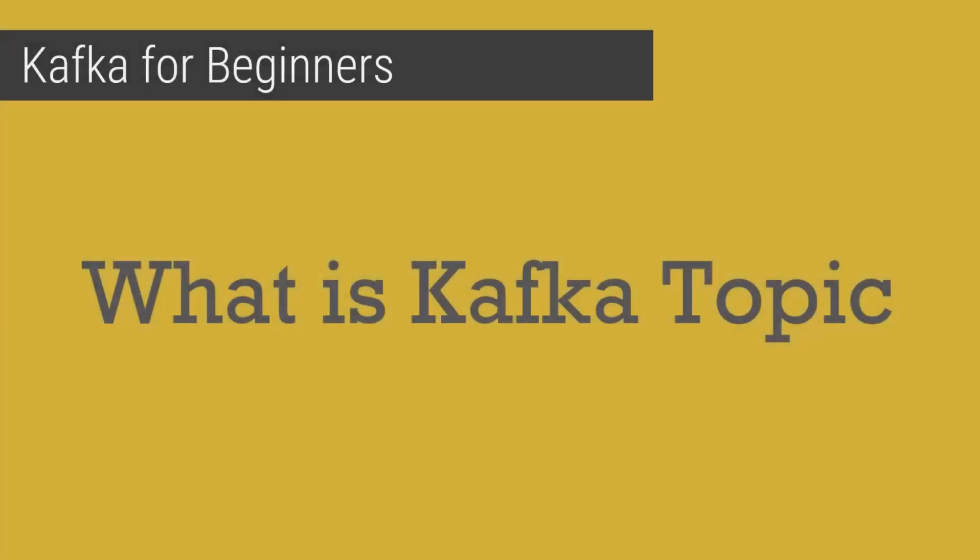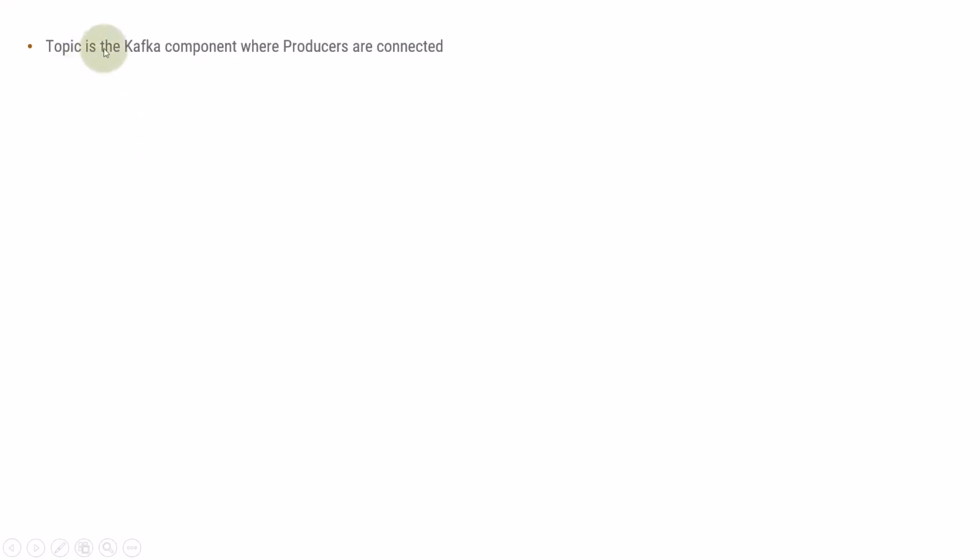Hello people, this is Self-Tuts and we are continuing our series on Kafka for beginners. In this video we'll understand one of the most important components of the Kafka ecosystem, called a topic. So we'll be reading about what a Kafka topic is. A topic is the Kafka component where producers are connected. So in the Kafka ecosystem, your producers will be connected to the Kafka topic.